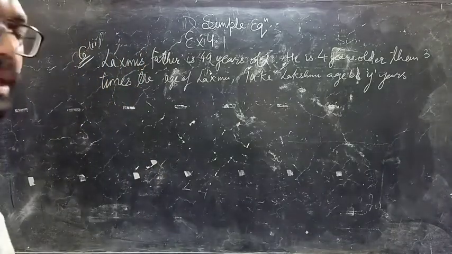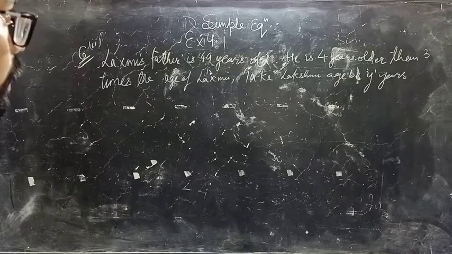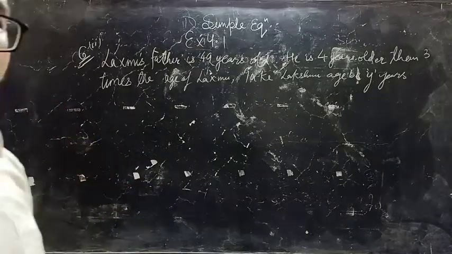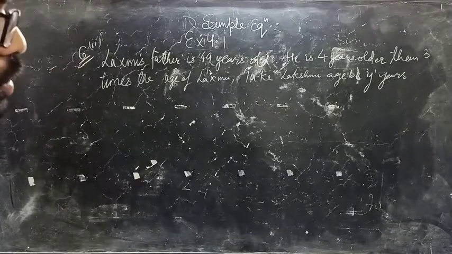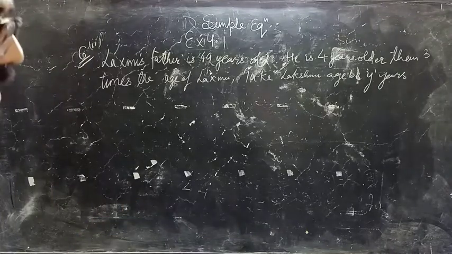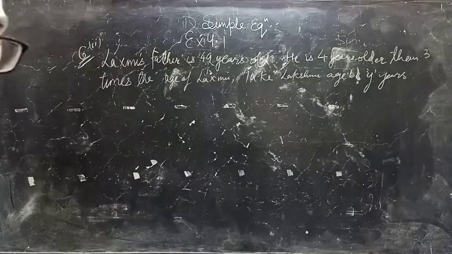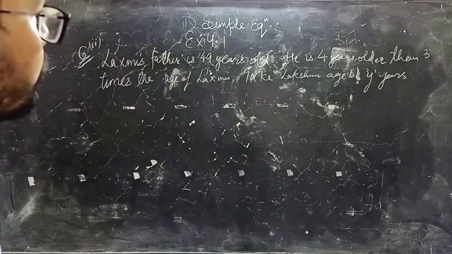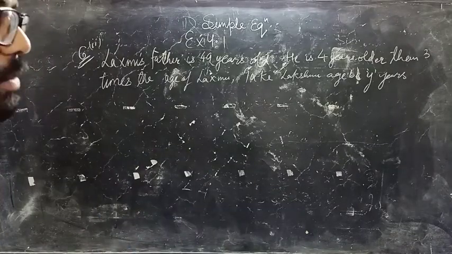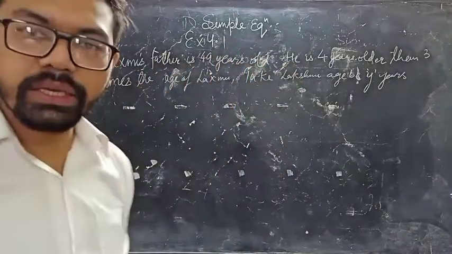Question says this: Lakshmi's father is 49 years old. That means लक्ष्मी के जो फादर हैं वो 49 years के हैं. He is 4 years older. जो उसके फादर हैं 4 साल बड़े हैं. Then 3 times the age of Lakshmi. लक्ष्मी की एज के 3 गुना से 4 साल ज़्यादा है. Take Lakshmi's age be y years. So this is given in the question that you need to take Lakshmi's age as y years.